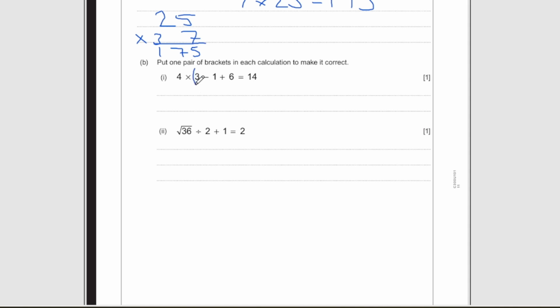We have to put them in the middle here. So we do 3 minus 1 first to give us 2. 4 times 2 is 8. 8 plus 6 is 14. And then down here, the square root of 36. So we had a square number up here. Now we've got to do the opposite of that. What number multiplied by itself equals 36? That would be 6. So 6 divided by 2 is 3. 3 plus 1 is 4. So we need to put the brackets just here. So that we have 6 divided by 3 equals 2.